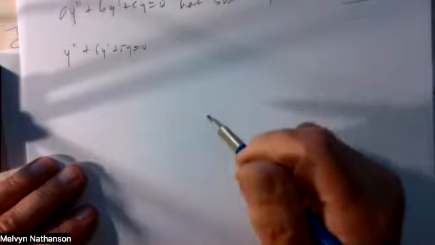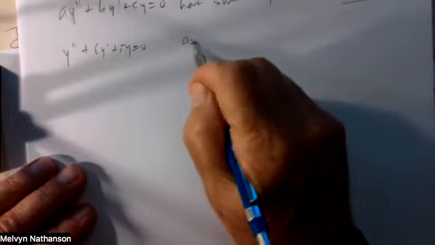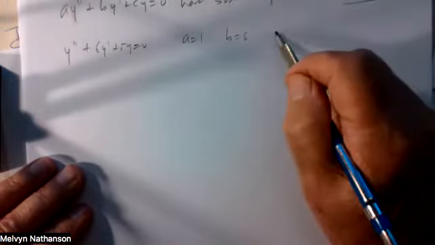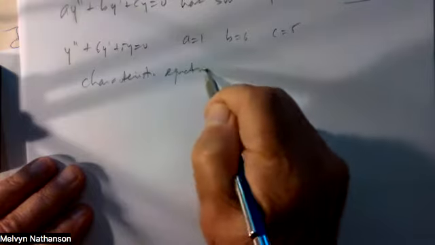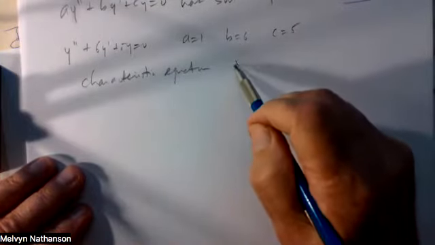So suppose we have y double prime plus 6y prime plus 5y equals 0. In this case, the coefficient of y double prime, a, is equal to 1. The coefficient of y prime, b, is equal to 6. The coefficient of y, which is c, is equal to 5. So my characteristic equation, my quadratic equation, is r squared plus 6r plus 5 equals 0. And this is easy to solve.